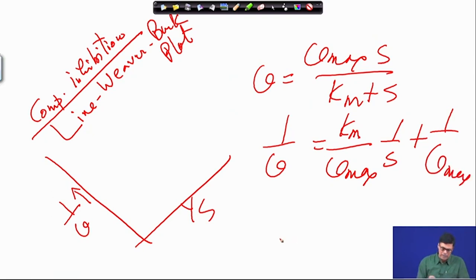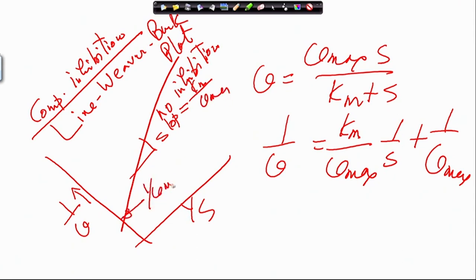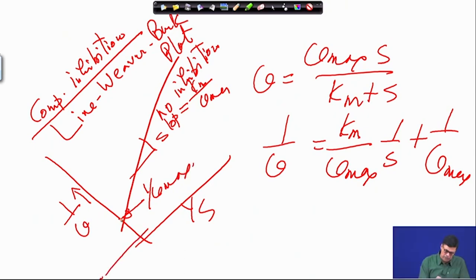Now, in case of no inhibition, you have this plot. From this equation, we know the slope is equal to Km by Vmax, and the intercept is 1 by Vmax. In case of competitive inhibition, the plot will be like this, where 1 by Vmax will be the intercept, the point of intersection will be the same, but the slope will be different, and Vmax is constant.